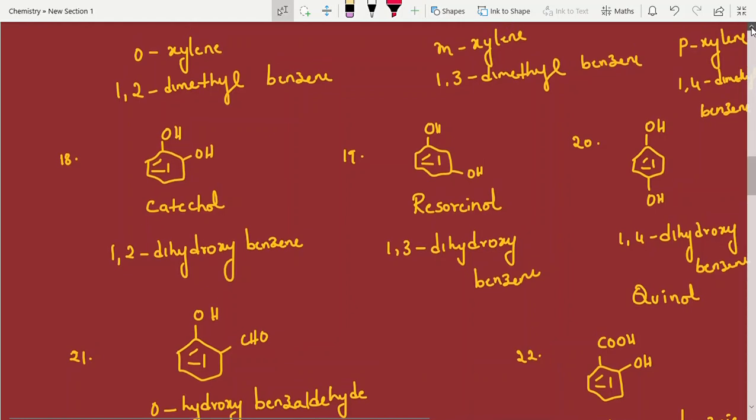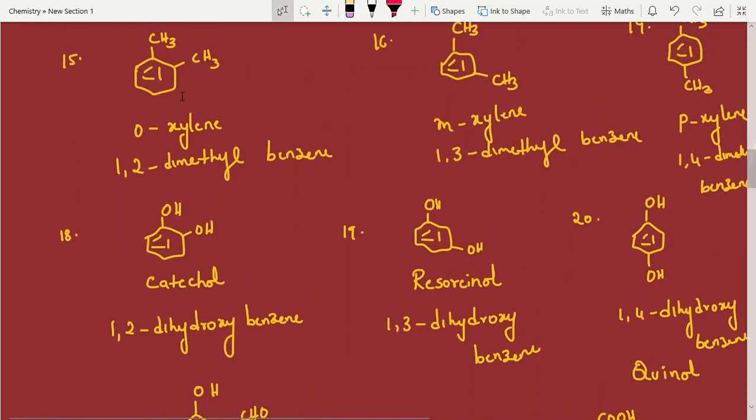But when two methyl groups are there, see students, we call it xylenes, the xylene family, with two methyl groups. This is orthoxylene. To understand it better, I am giving one important point, students.